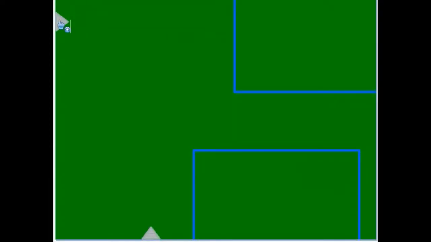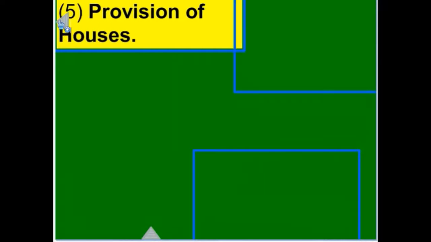Then another function performed by rural settlement to urban settlement is the area of provision of houses. Here you can see very fine houses that people can go and rent, people can buy, and they live there for proper coexistence.